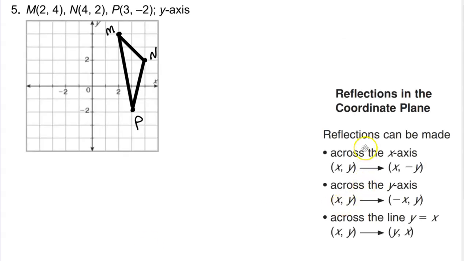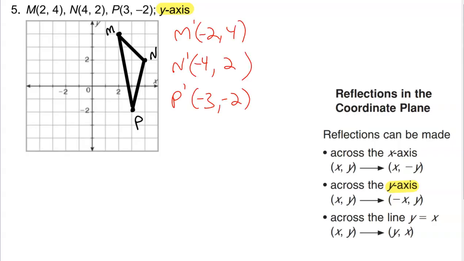Here's some notes. I gave these away in a previous video, but they're the same as what I just showed you a minute ago, where you reflect across the x-axis, y-axis, and across the line y equals x. Since it says the y-axis, that means we're going to reflect across this line here. And here are the new points.